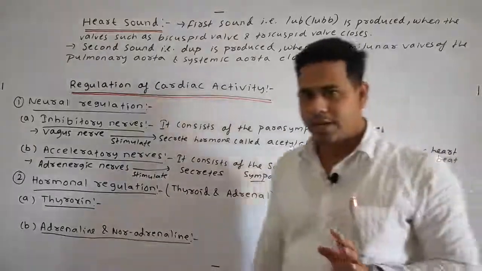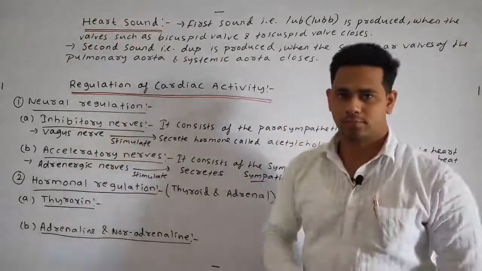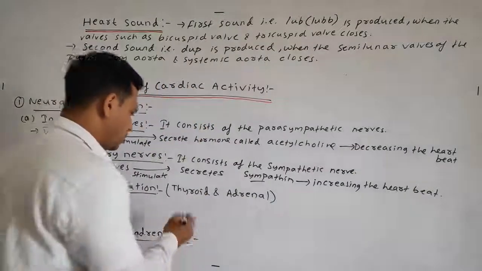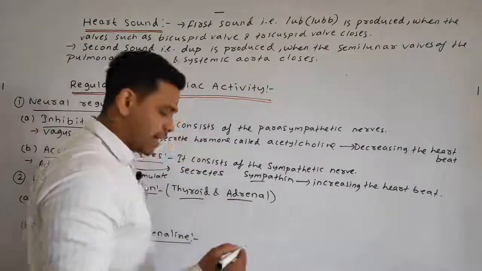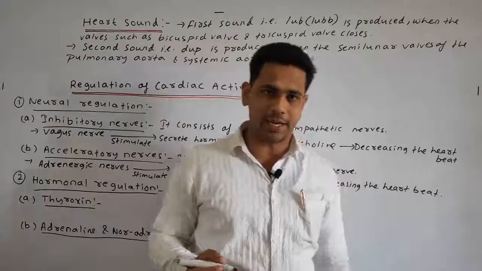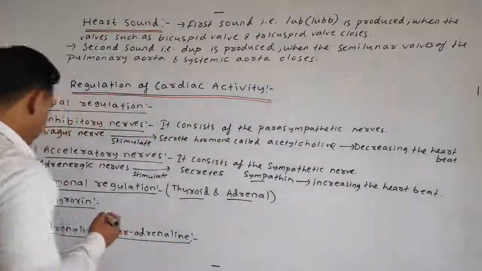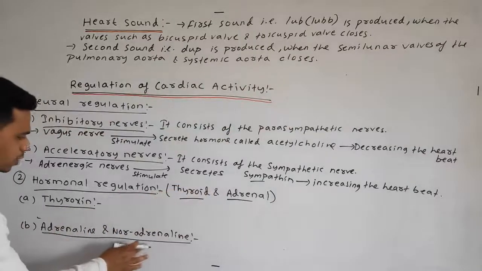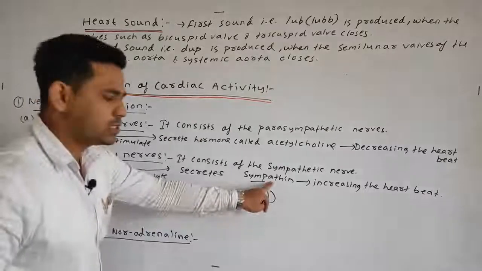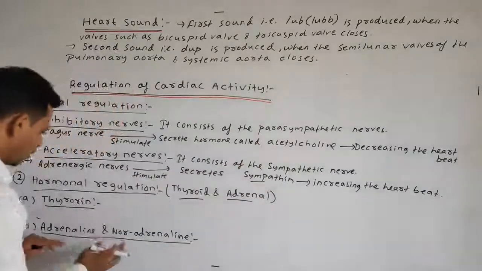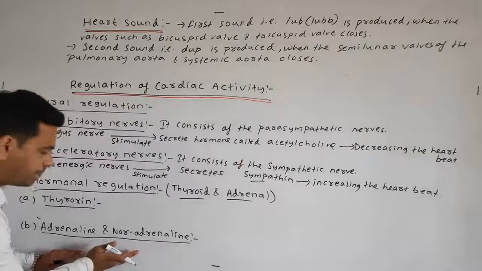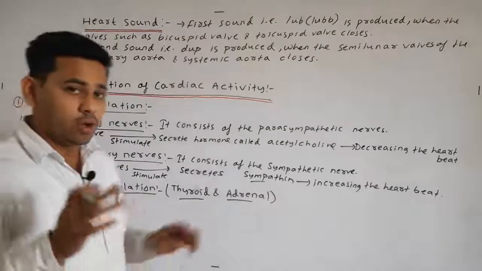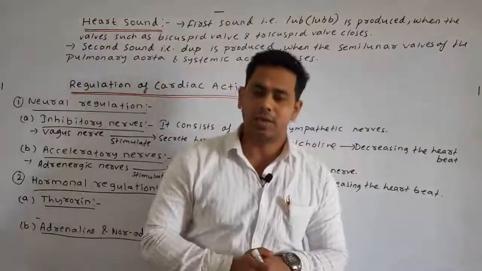Okay. Next, students, what is the hormonal regulation? Here two glands are associated. One is your thyroid, the other is your adrenal. The adrenal gland is present on the upper part of the kidney. Next, the two hormones: the thyroid secretes thyroxine, and the adrenal secretes adrenaline and noradrenaline. Sympathin is nothing but the adrenaline and noradrenaline. So thyroxine, adrenaline and noradrenaline all help in increasing the heartbeat.